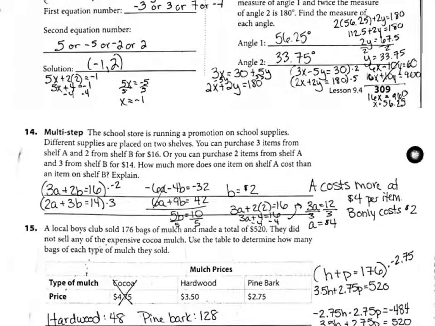14, these equations were a little bit easier. 3a plus 2b equals 16, and 2a plus 3b equals 14. And then shelf B, each thing was 2, and shelf A, each was 4. So how much more does an item on shelf A cost? It costs $2 more.